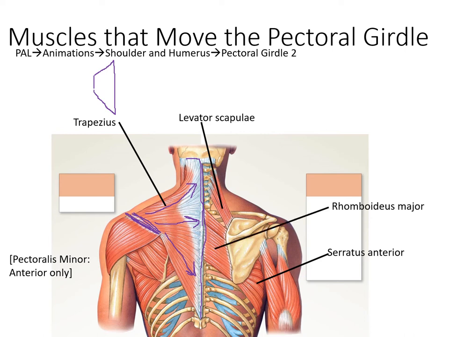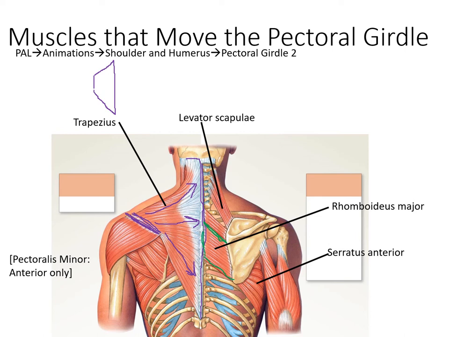Okay, moving down, if we remove the trapezius, so on the left we can see the trapezius intact, on the right we can see the trapezius is gone. If we look underneath the trapezius, we can see the levator scapulae, but we can also see two rhomboid muscles. They're called the rhomboids commonly, but more accurately, the inferior muscle is called the rhomboideus major. So rhomboideus major is the inferior muscle.